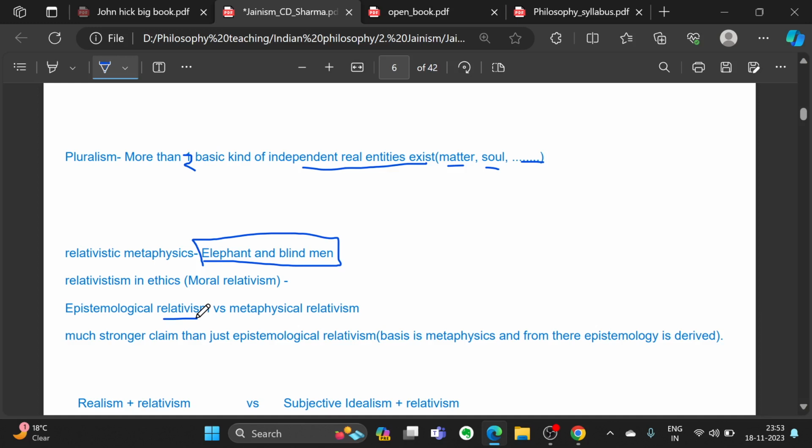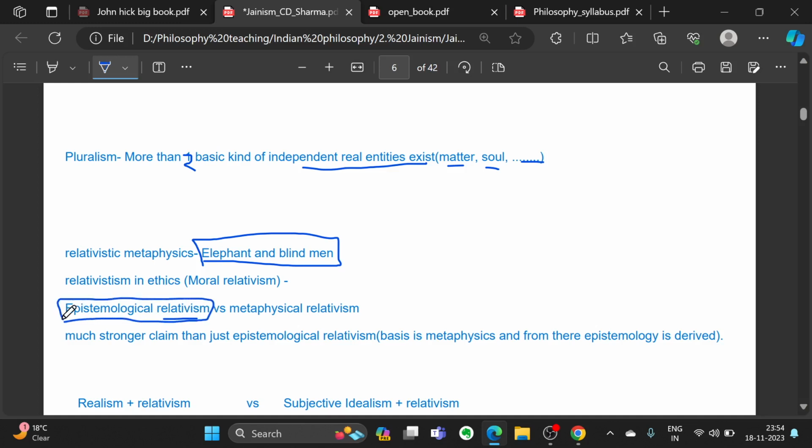Relative is the opposite of the word absolute. Absolute is something which is complete by itself, independent, whereas relative is something which is incomplete by itself and has meaning only in relation to something else. Okay, so let's now talk about epistemological relativism.